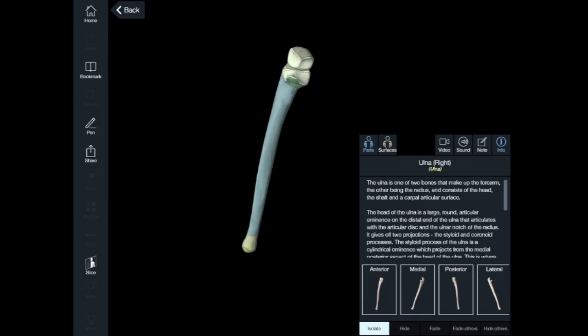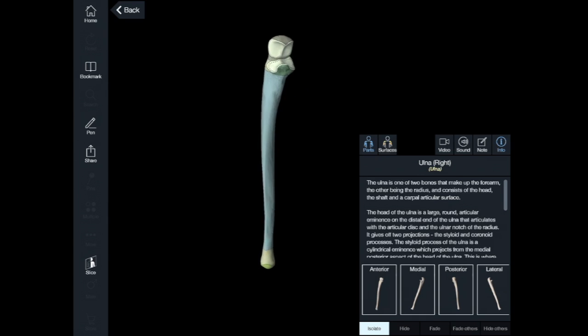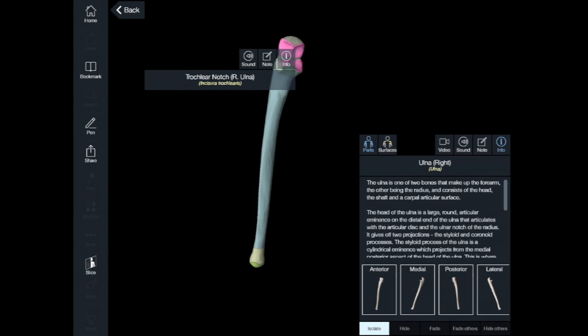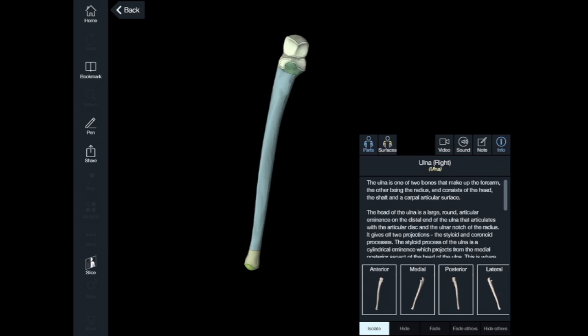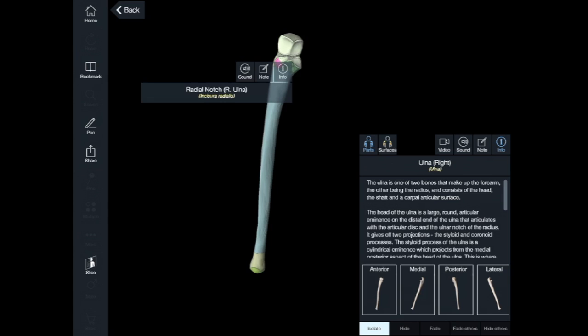And this notch is called the trochlear notch, which articulates with the trochlea of the humerus at the elbow joint. And it is also important to know that on the lateral surface of the coronoid process, we've got the radial notch. This over here is the radial notch, which articulates with the head of the radius.